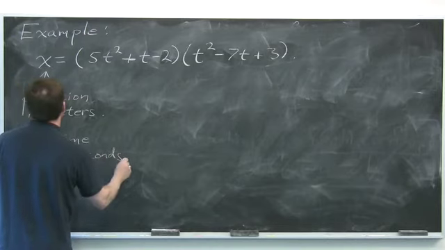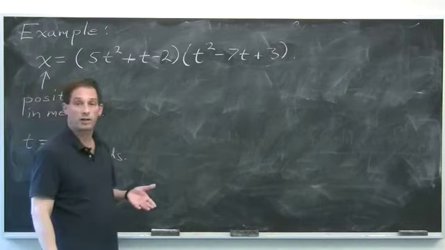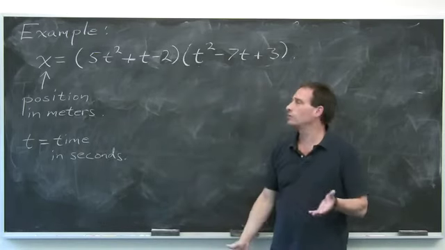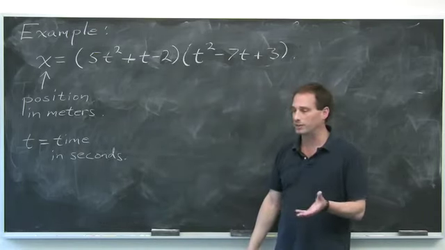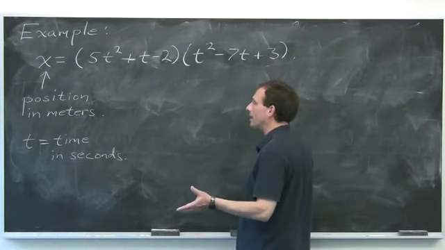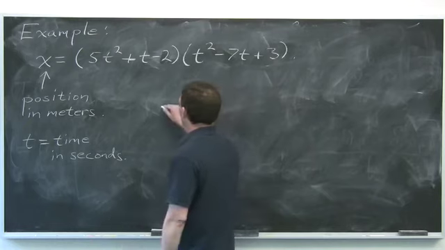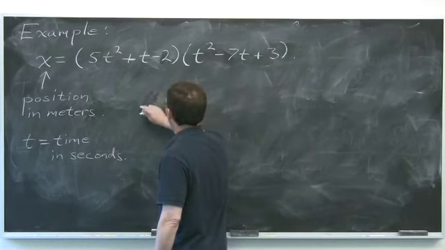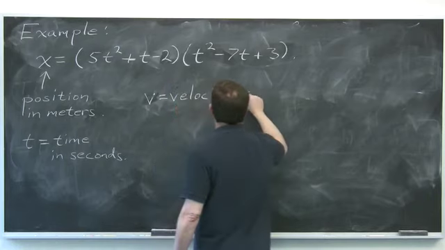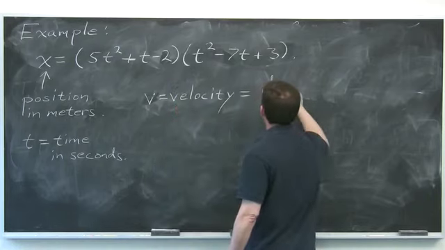And the question is, can you calculate the velocity of the object without multiplying these two things together? Yes, we can multiply them together, get a polynomial, and differentiate using the power rule and linearity. But can we do it without it? Yes. The velocity, v. Velocity is the instantaneous rate of change of position with respect to time. It's dx/dt.